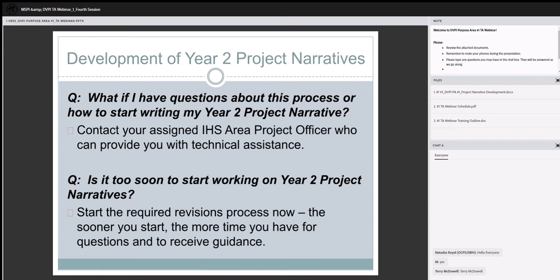So here's some questions. What if I have questions about this process or how to start writing my year 2 narratives? Your first point of contact for help in this is to contact your project officer, and they'll provide you with any technical assistance. And is it too soon to start working on year 2 narratives? No, start the revision process now. The sooner you start, the more time you have for questions and to receive guidance.